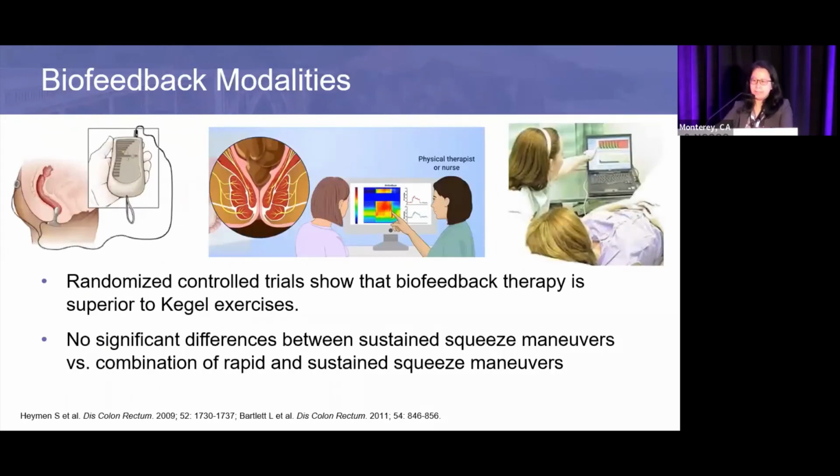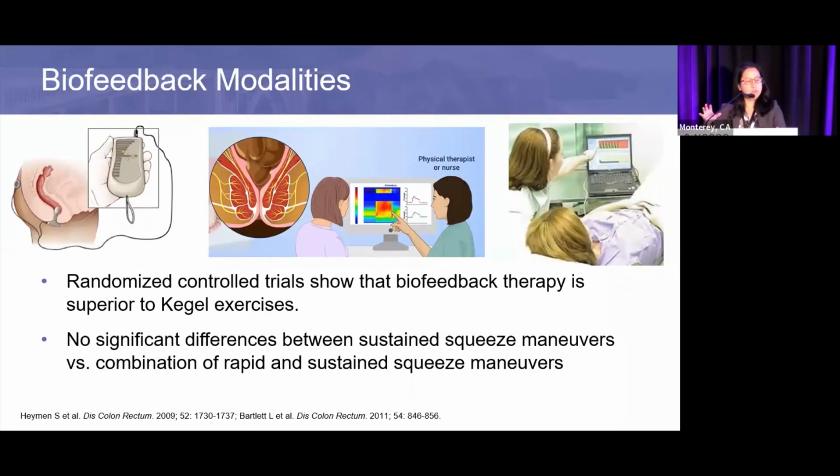Biofeedback modality is another thing. There are different ways to do biofeedback. In our center, we use anorectal manometry. I think UCSF, when I talked to Susan Wong last time, and I think she has since retired, they're using EMG. Some centers even send patients home with a device which they can train with at home.